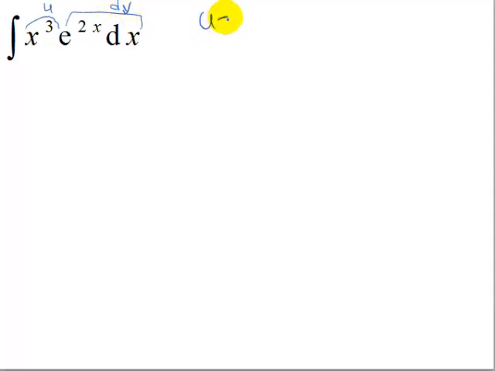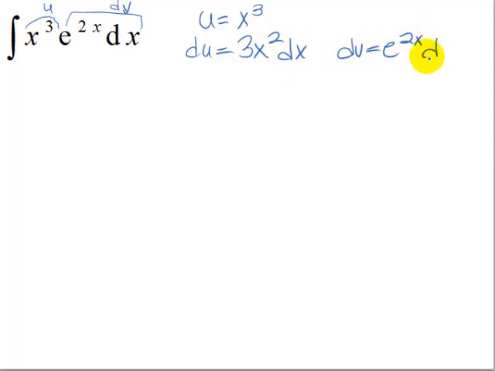So u equals x cubed, so du is going to be 3x squared dx, and dv is e to the 2x dx, so v is going to be e to the 2x, but because of the chain rule we would have generated a factor of 2, so we need a 1/2 here.